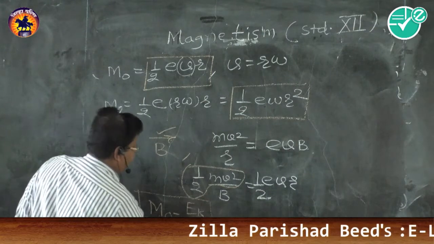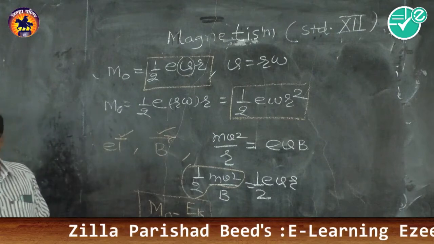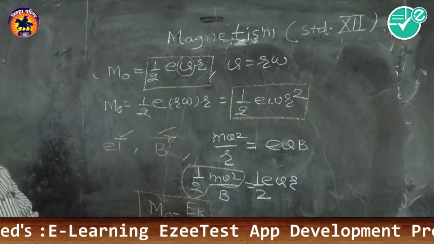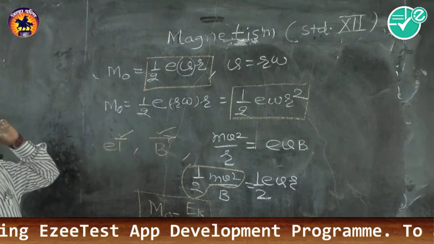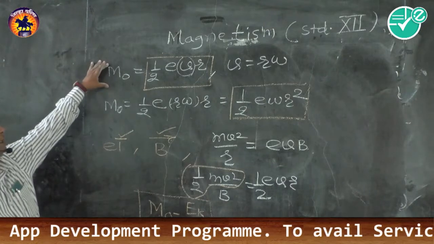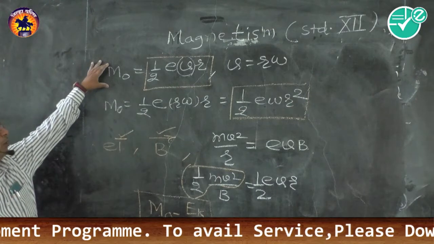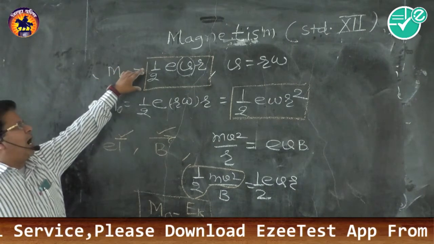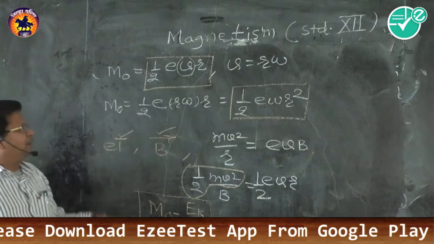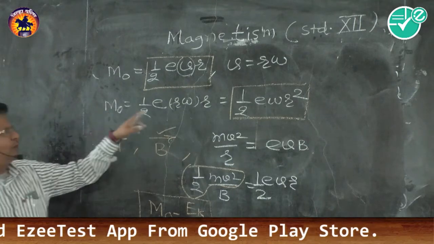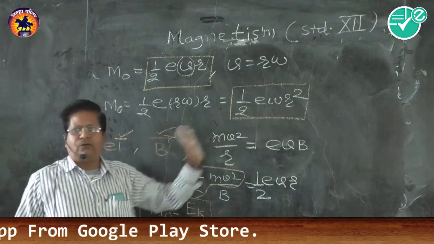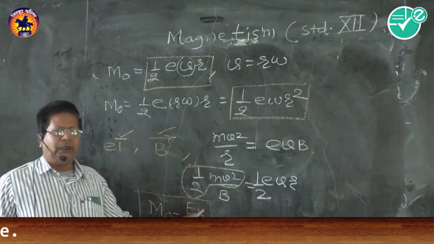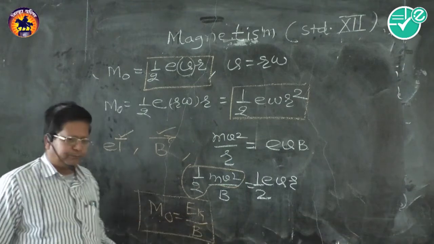So this is another form of orbital magnetic dipole moment. So today we are studying three different forms of orbital magnetic dipole moments of revolving electron. First one is M_O is equal to half e v r. Another formula is M_O is equal to half e omega r square. And third formula is M_O, which is equal to E_K divided by B.